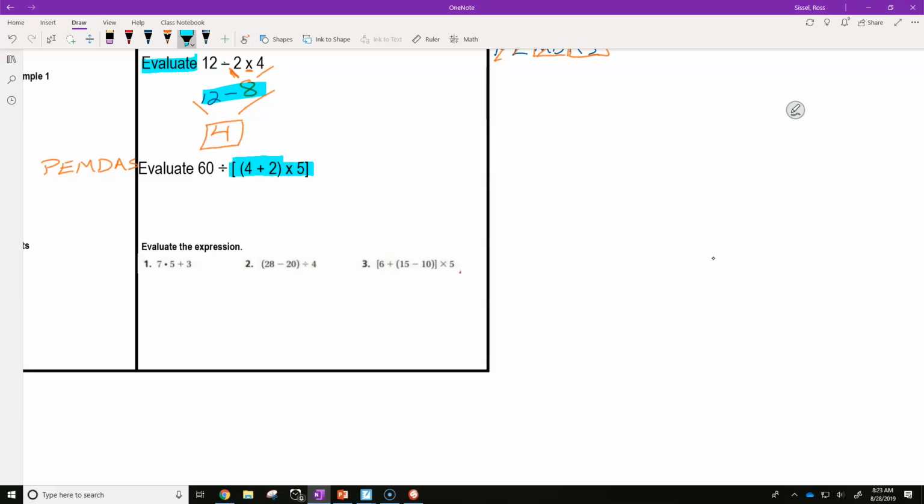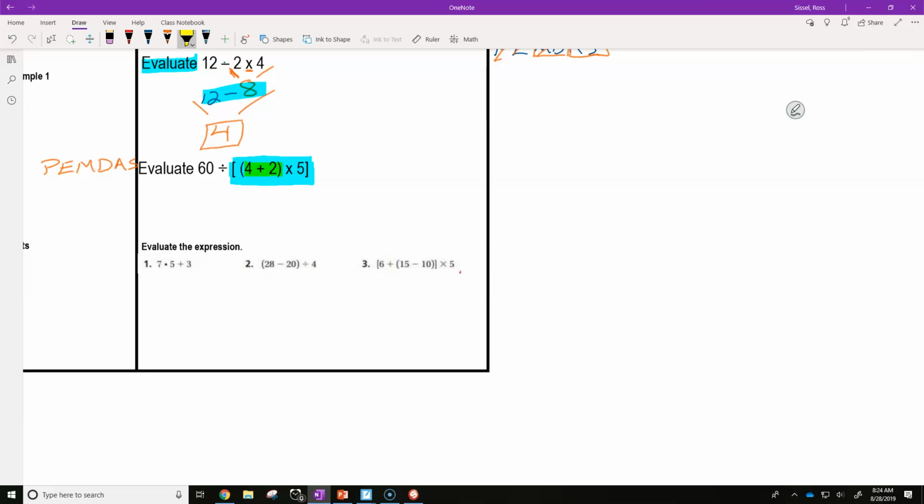Now remember, parentheses includes brackets. So the first thing is the outside brackets. In the brackets, I am looking at parentheses 4 plus 2 parentheses times 5. Next, inside my parentheses, I'm going to look for more parentheses because I'm not done with that part yet. Are there any parentheses inside my bracket? Marley?